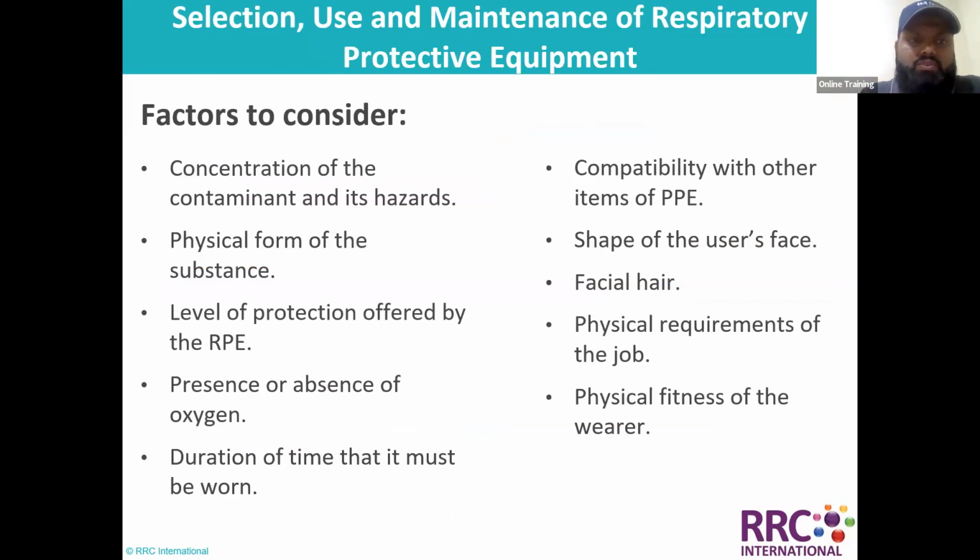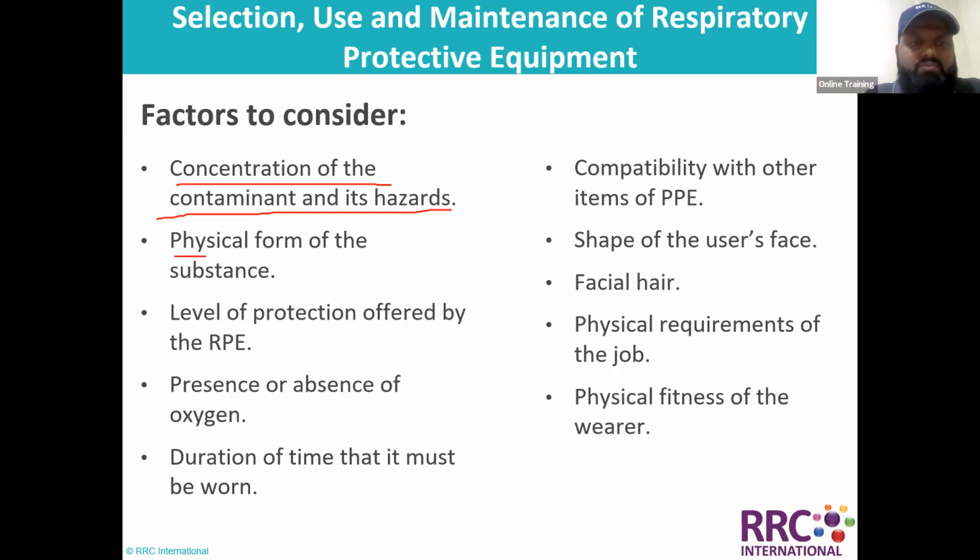Now we are going to understand the selection, use, and maintenance of respiratory protective equipment. What are the factors we have to consider before we select and use them? Of course, advantages and disadvantages are the first thing. Then an important thing, the concentration of the contaminant and its hazard. If the concentration is low and you are not reaching the WEL, then you don't have to use the SCBA. Maybe a single simple mask would protect you.